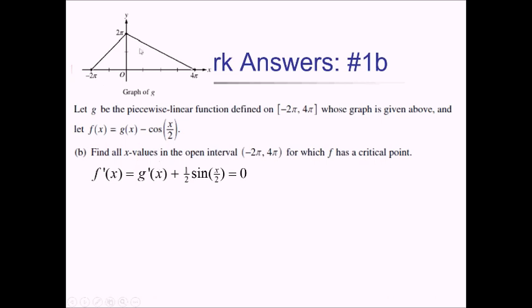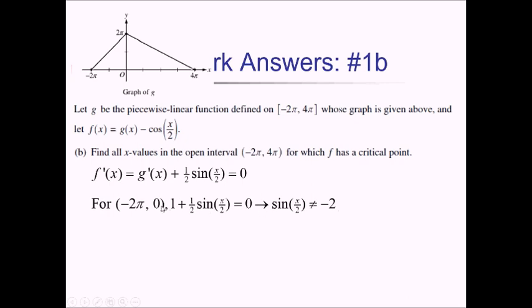For example, on the interval from negative 2 pi to 0, g prime, which is just the slope of our g graph, is just going to be 1. This is just a slope of 1 here. So we can write this equation as 1 plus 1/2 sine of x over 2 equals 0. And then if we subtract 1 and multiply by 2, we have sine of x over 2 equals negative 2. But there's just one problem. Sine can never equal negative 2, or really anything that's less than negative 1 or greater than positive 1. So because sine of whatever can't equal negative 2, this is just a dead end here.